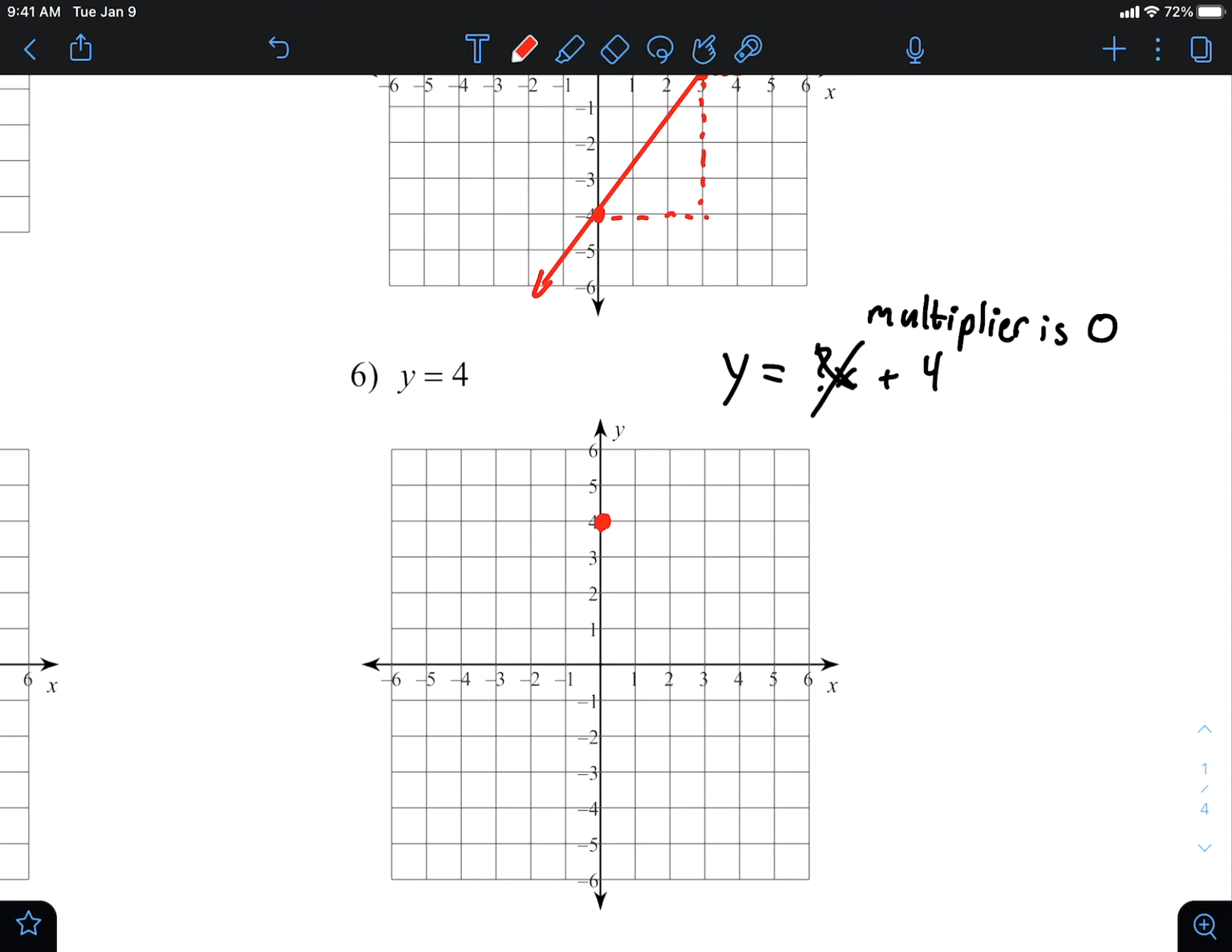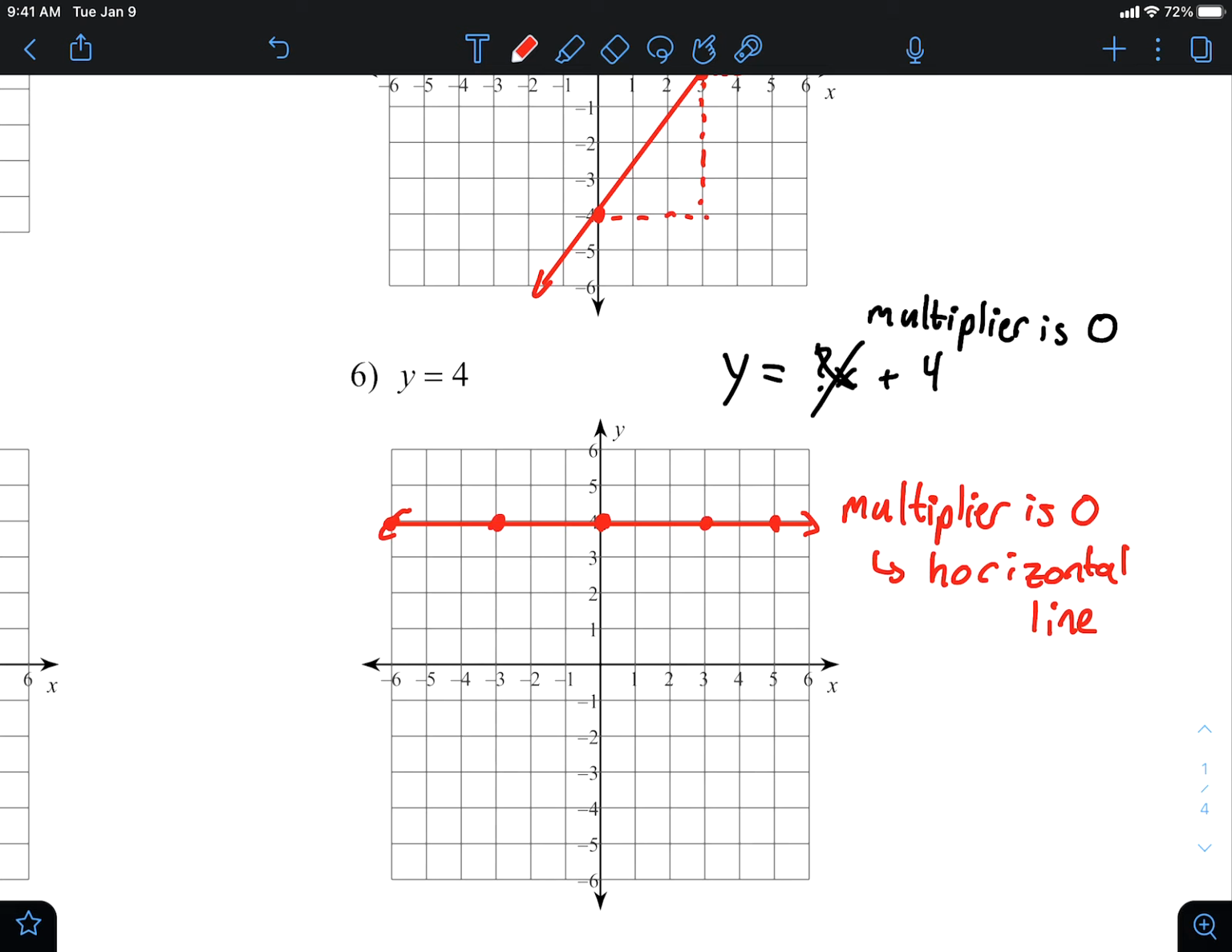So you can imagine, if y is equal to 4 and x is equal to 10, what's y equal to? Well, it's just equal to 4. If x is equal to 7, y still is equal to 4, because we've just defined it as y has to be equal to 4 always. So for any x value, you can just put 4 as the y value. And that gets us a horizontal line. So if the multiplier is 0, that's a horizontal line. Okay. Any questions about that one? Great.